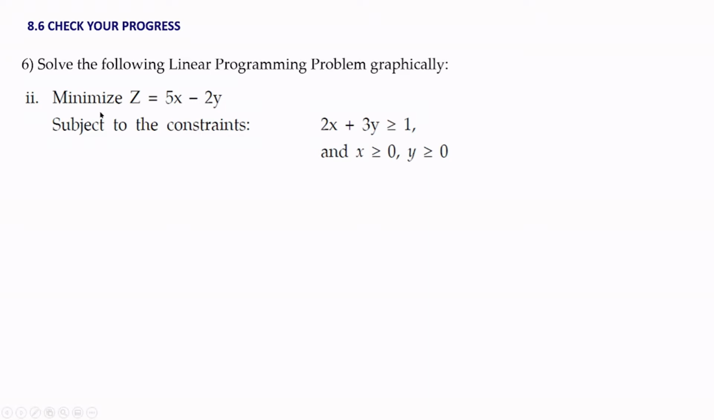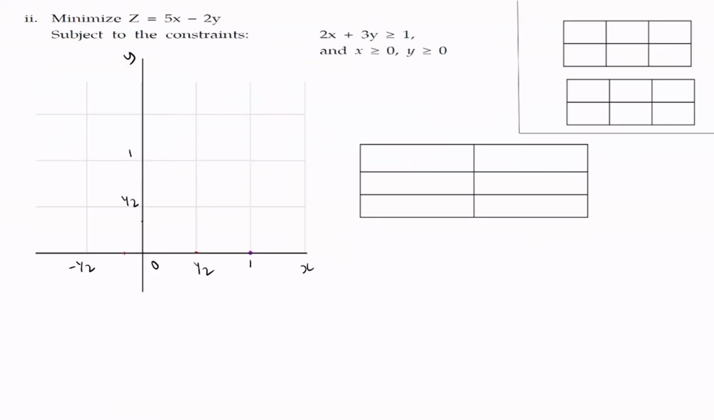The question says minimize z is equal to 5x minus 2y subject to the constraints 2x plus 3y greater than or equal to 1 and x greater than or equal to 0, y greater than or equal to 0. So here when we see the constraint itself, we can see that the region will be unbounded. Now we will see how we can solve this.